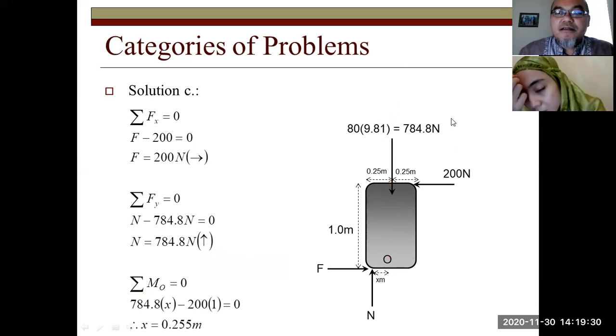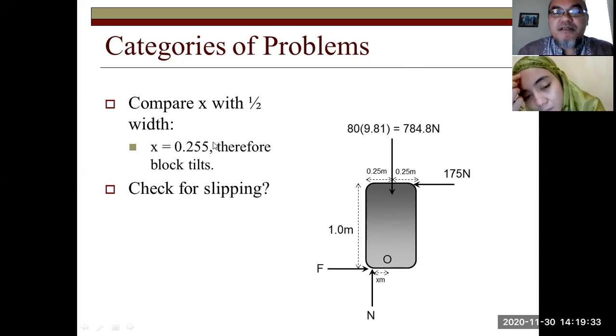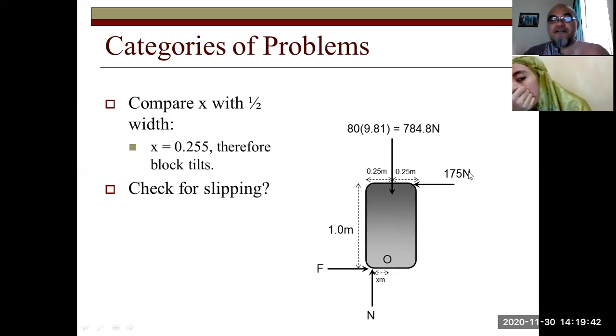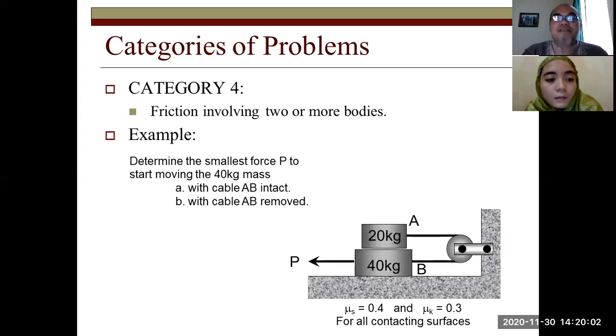So what does it mean then? Since it's already 0.255 meter, larger than 0.25, the block already tilts; it falls. So do we need to check for slipping? Of course not. When the block has already fallen, it doesn't move anymore, except if we still push the force, but then the conditions for the width and length already differ from the previous case. Understood, for this one. So this is category 3 for tipping and slipping.